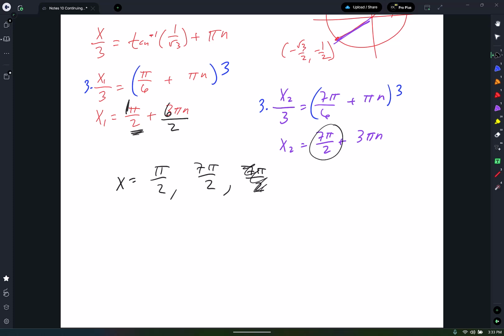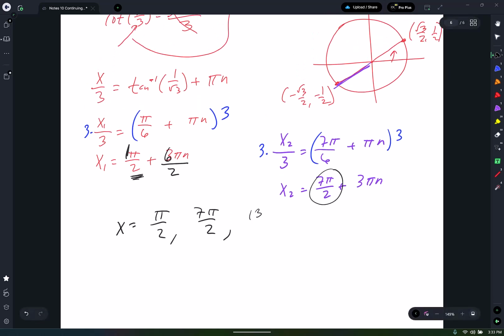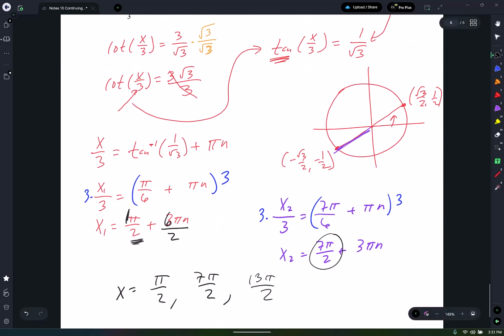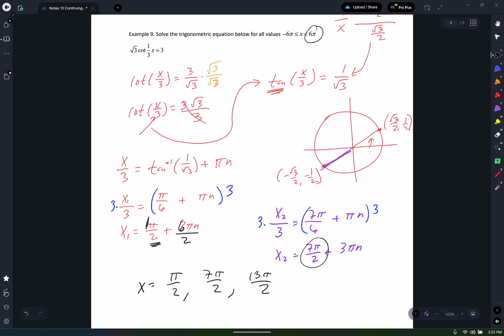So 7 pi over 2, we already got that answer. Keep adding to it. So let's take the 7 pi over 2 and add another 6 pi over 2. 7 plus 6, 13 pi over 2. Hold on, let's see. Okay, is 13 pi over 2 an answer? No, because 13 pi over 2 is larger than 6 pi.